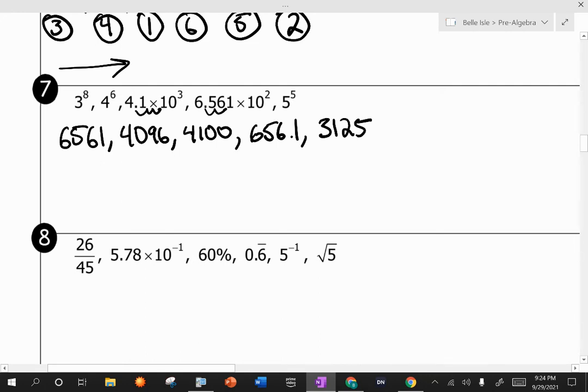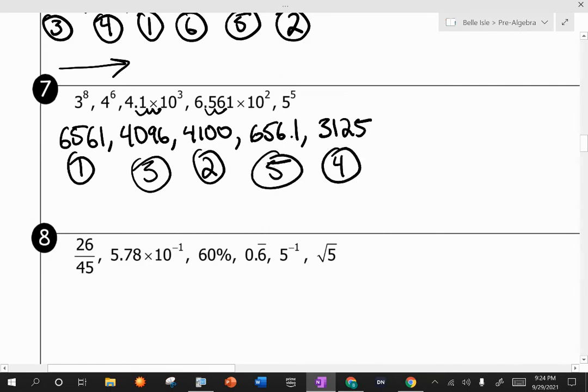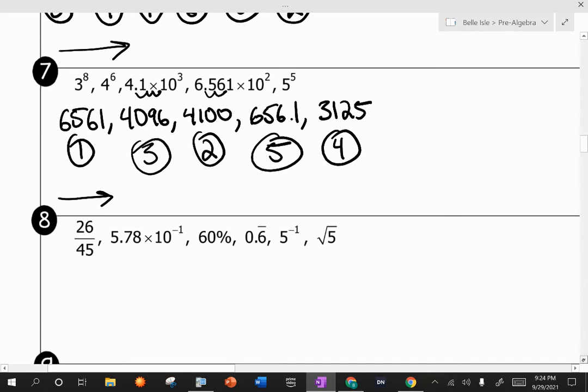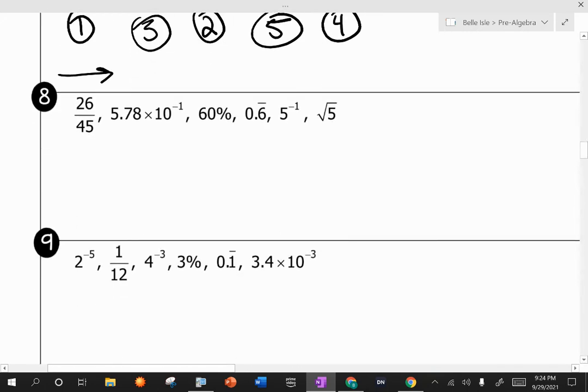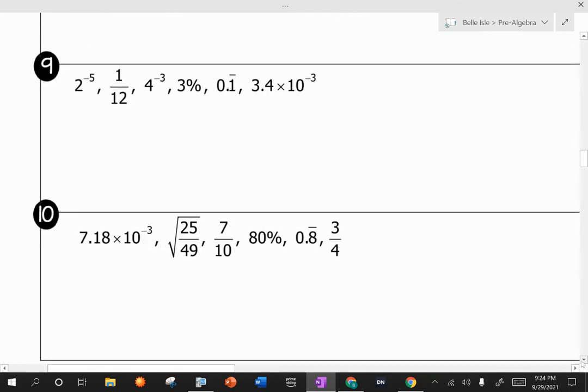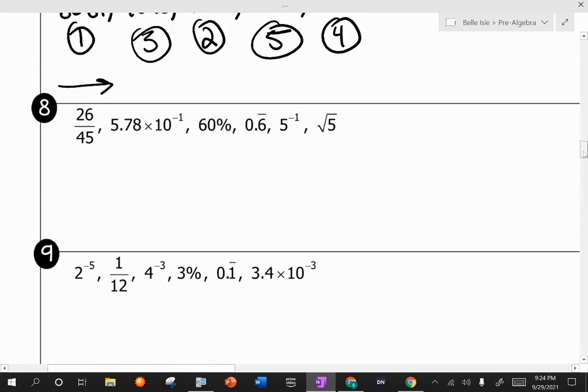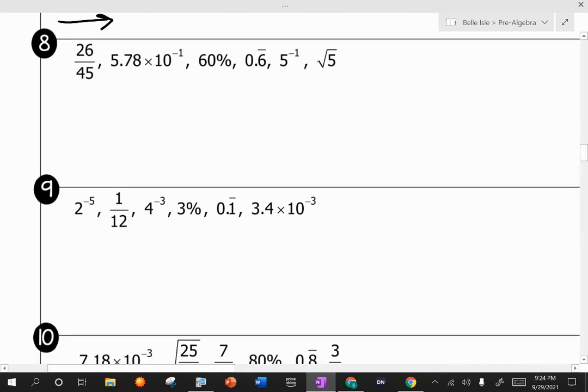Now we got to order them from greatest to least. It's going to be my greatest, my second greatest, third greatest, fourth greatest, fifth greatest. Greatest to least. Okay, go ahead and do 8, 9, and 10 on your own so you can check yourself. Ready, set, go. Pause the video and I'll put them up here and then you can see how you're doing.